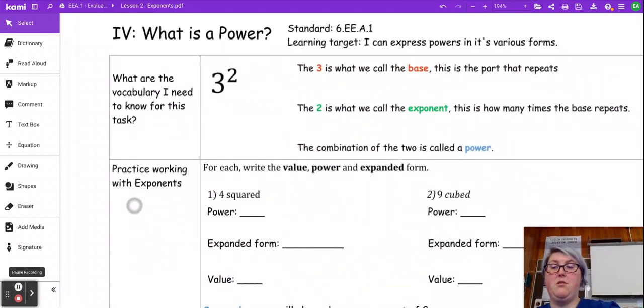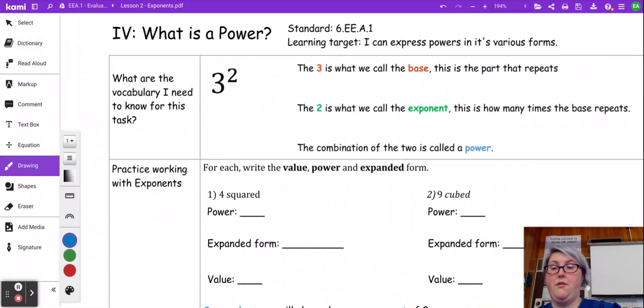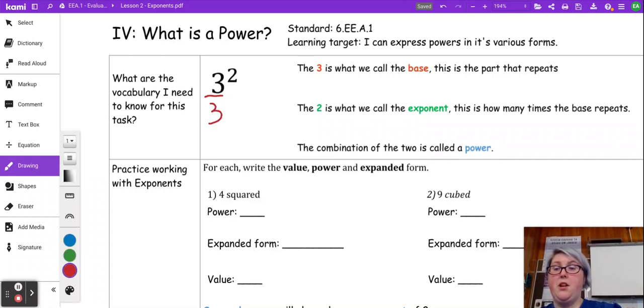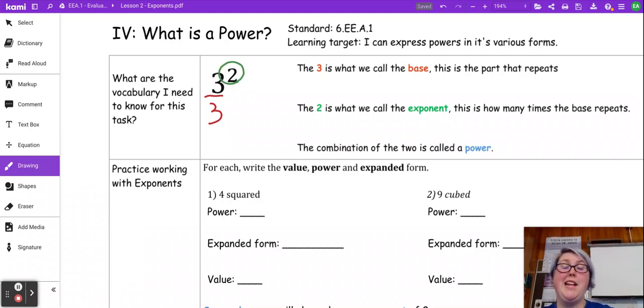So first we need to go over vocabulary. The first thing you'll see is that big number 3. The 3 is the base. That is the number that repeats. So in this case, the base is 3. We know that the exponent is the other number. It's the smaller number up above that tells us how many times. So 3 times 3 is 3 to the second. It repeats 2 times. So 3 times itself twice.